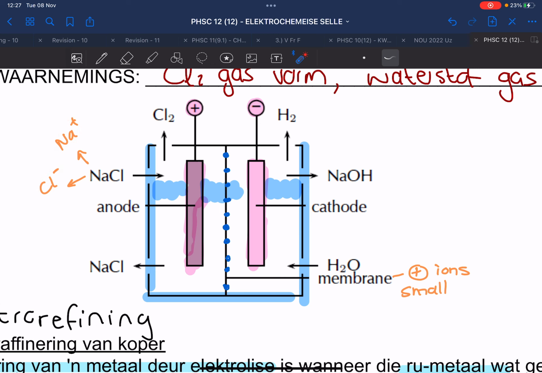Nou het jy hierso 'n positiewe ding en hierso 'n negatiewe ding. Okay, so wat gaan na die positiewe ding toe aangetrek word? Die negatiewe kloor. So the chlorine ions will go there and you are going to see these bubbles there. En wat gaan hierdie bubbels wees? Hierdie bubbels gaan kloorbubbels wees. Okay, hoekom? Want dis die negatiewe kloor, the negative chlorine, is going to go there and it's going to form chlorine.